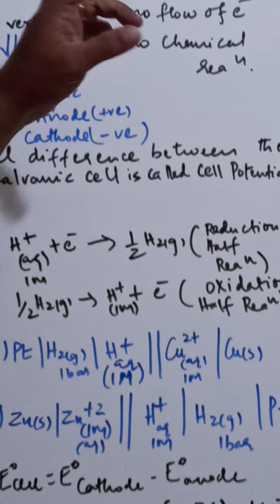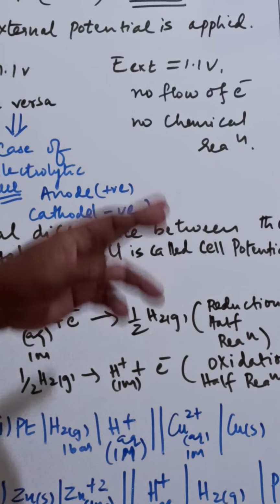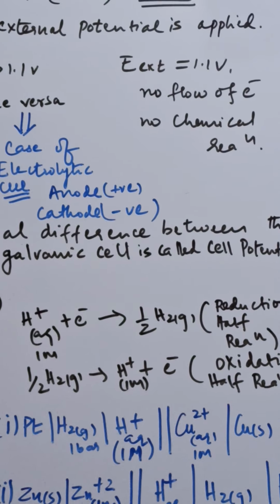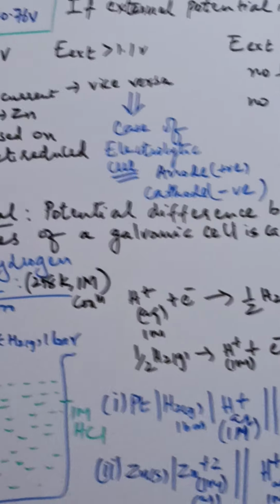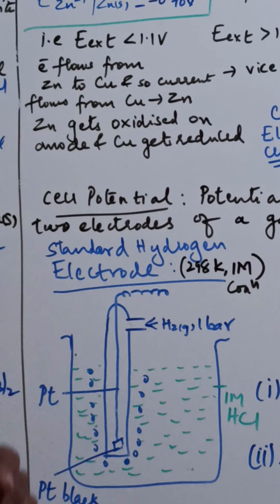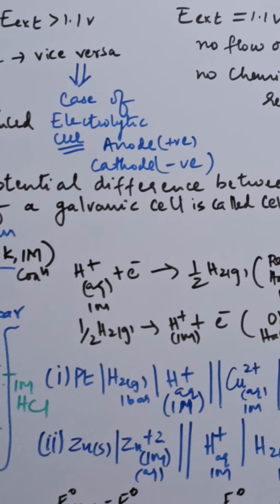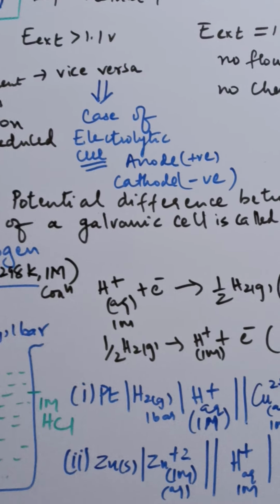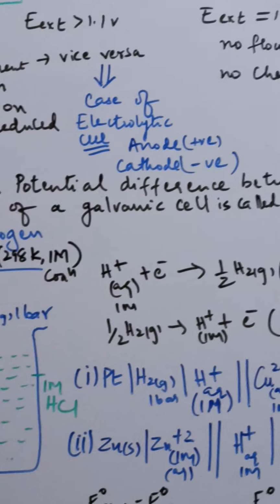What if the external cell potential is equal to 1.1 volt? There is no flow of current, no chemical reaction will occur. Now let us go to the definition of cell potential. The potential difference between the two electrodes of a galvanic cell is called cell potential.